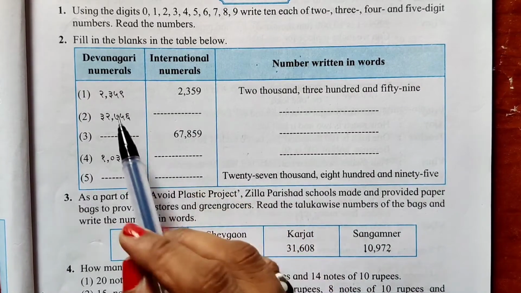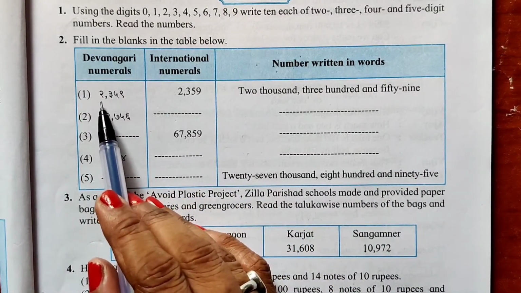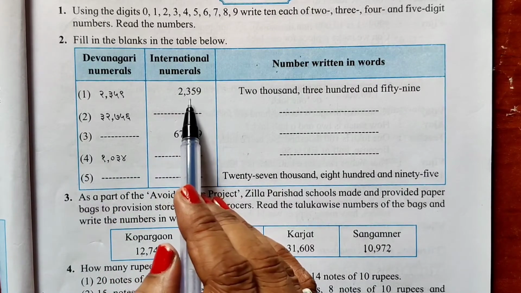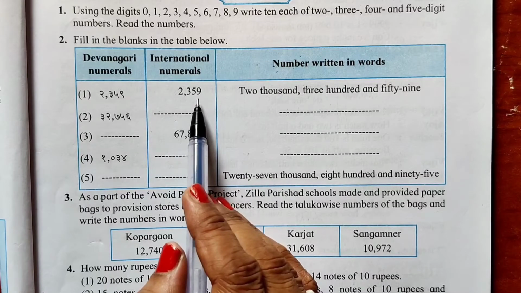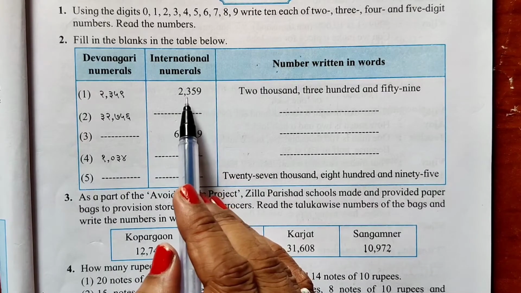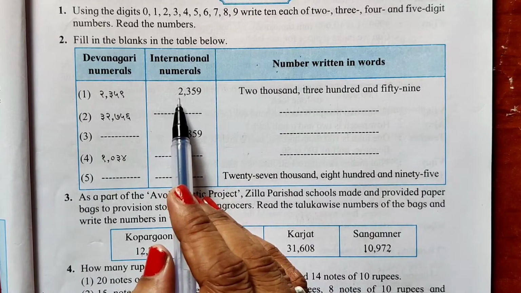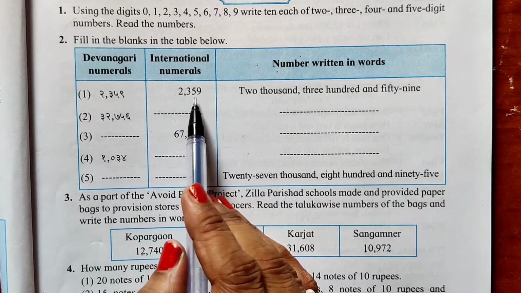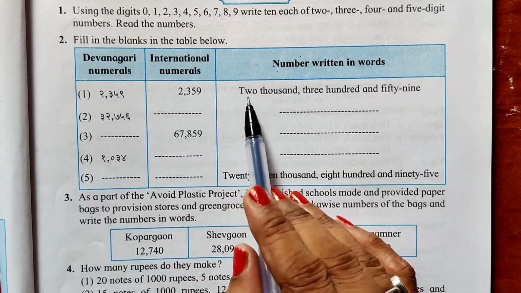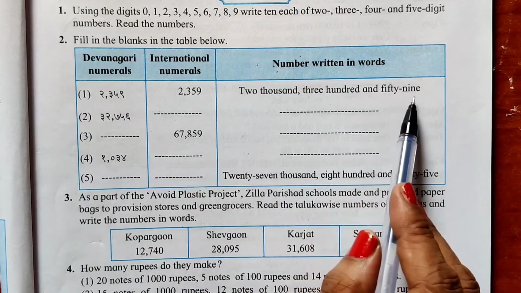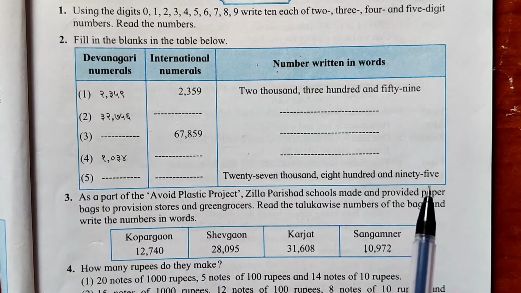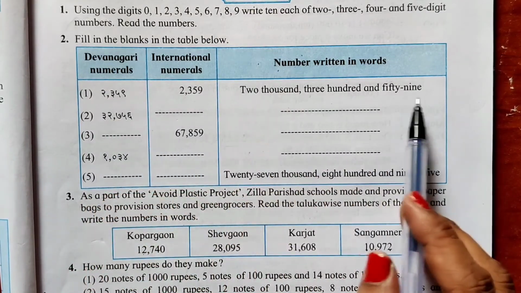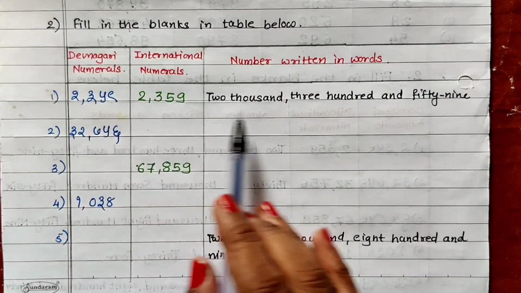So first it is Devanagari numeral 2, 3, 5, 9. In international it is 2, 3, 5, 9. How to read it? 9 is at unit place, 5 is at tens place, 3 is at 100 place, 2 is at 1000. So that means 2000, 300. Last 2 digits, 5 nines mean 50 and 9. So it is 2359. In this way we will have to write in words. So let us see the remaining 4 sums because the first sum is solved.